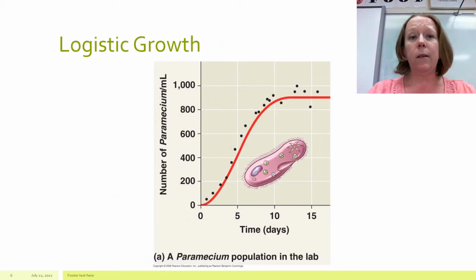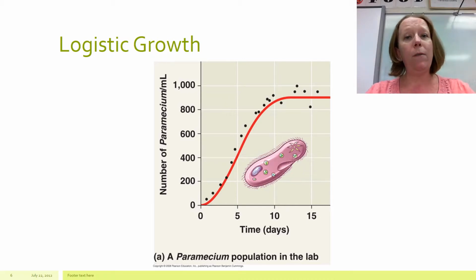The more realistic type of growth is called logistic growth, which shows that as population density increases, individuals have less access to resources, so population growth slows or stops. The population ends up leveling off around what's known as the carrying capacity, which is the maximum number of individuals that an ecosystem can support.